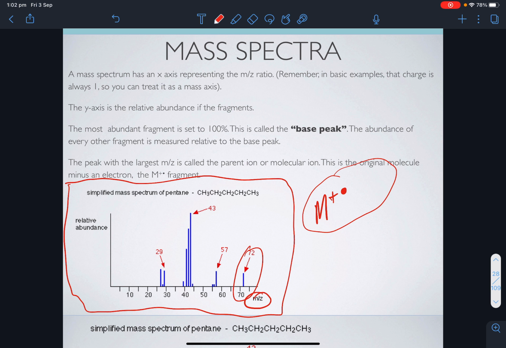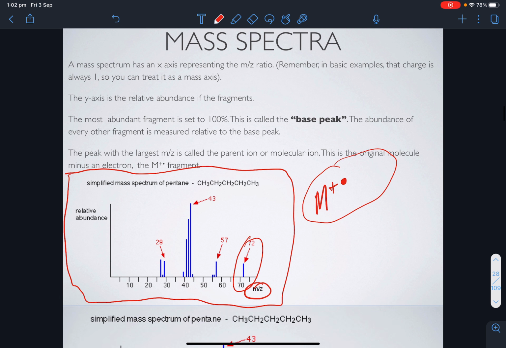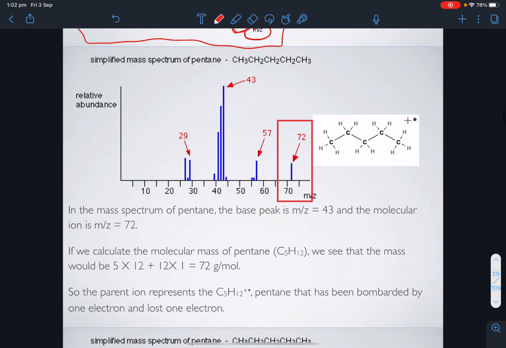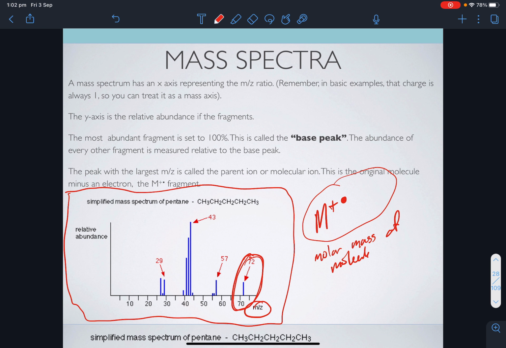That gives you a really good hint about what this molecule could be, because you just look for the peak furthest to the right and go, oh, that's the parent peak. That must be the molar mass of the molecule, okay? Let's check that on the next page. So that's one handy little hint for beginners looking at a mass spectrum.